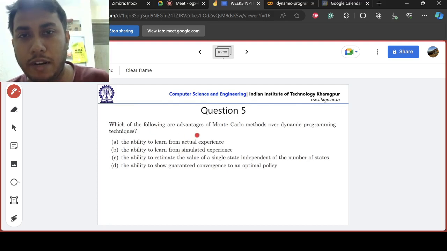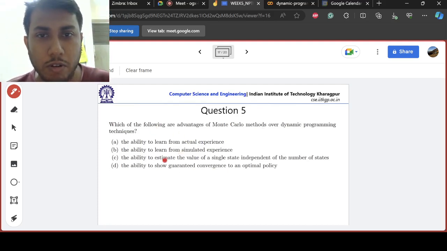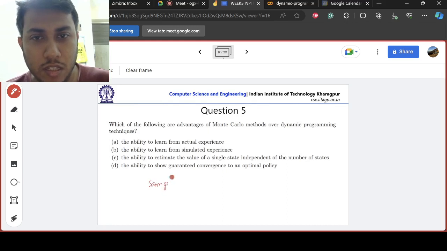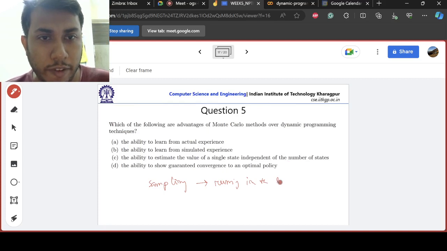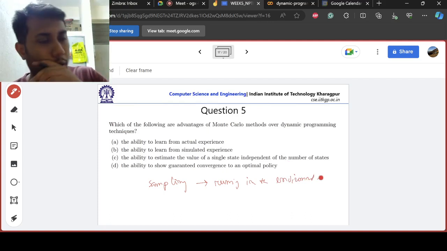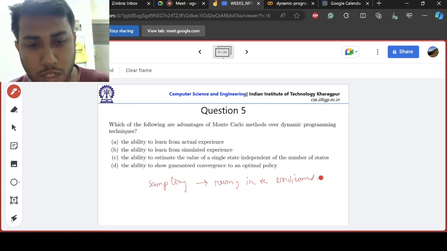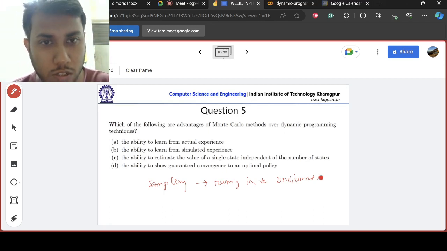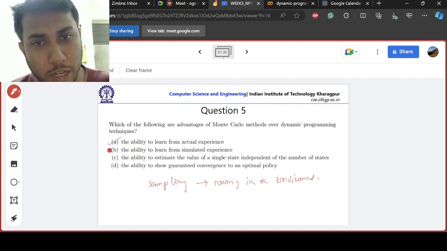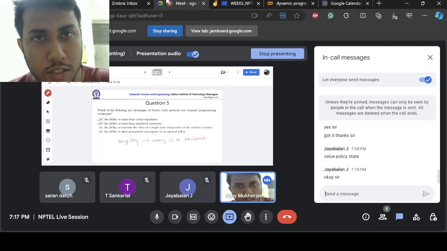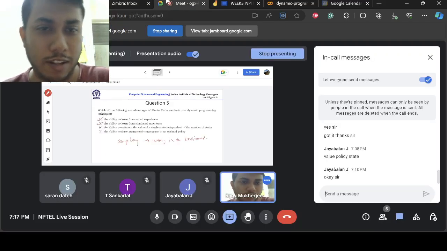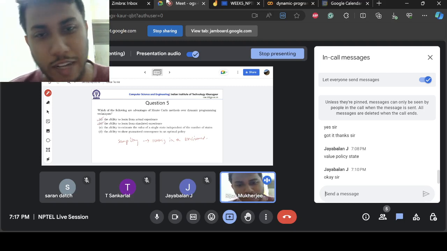So we are able to learn from actual experience now, right? What you are doing is basically sampling, that is, running in the environment. So you no longer have to deal with storing all the values. You are doing it on the go, right? So sampling in the environment gives you the ability to learn from actual experience or simulated experience, whatever you want. This gives you live data, not what you do in DP, where you store values in tables.